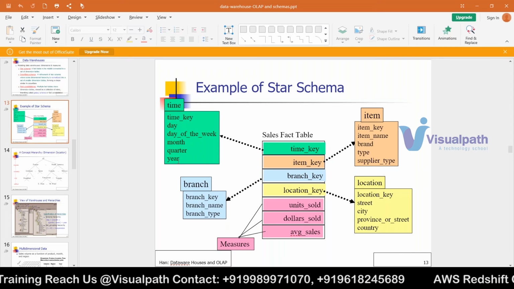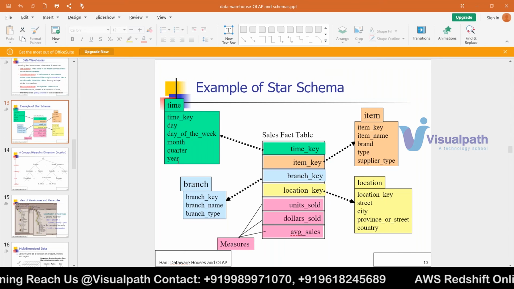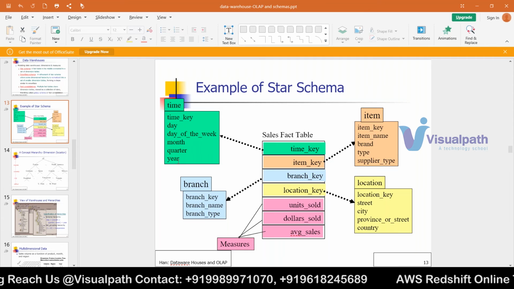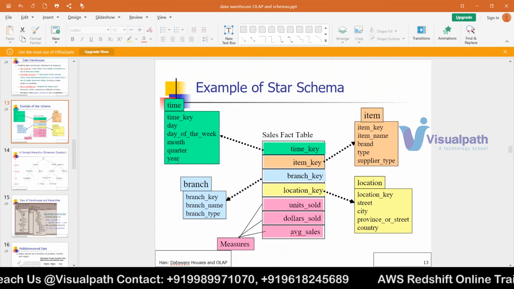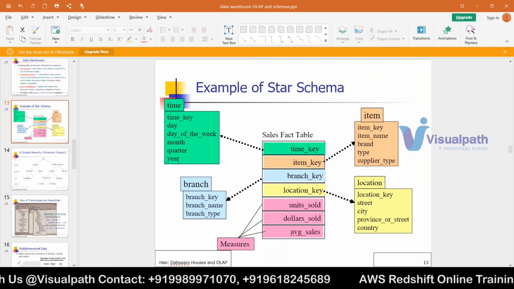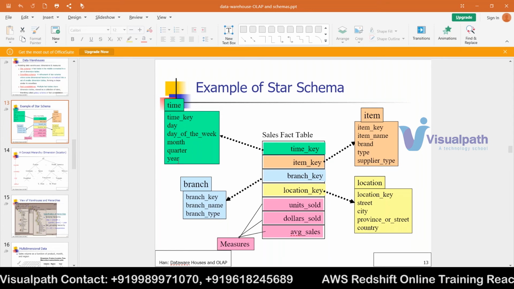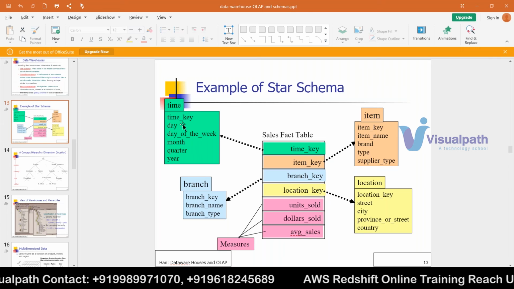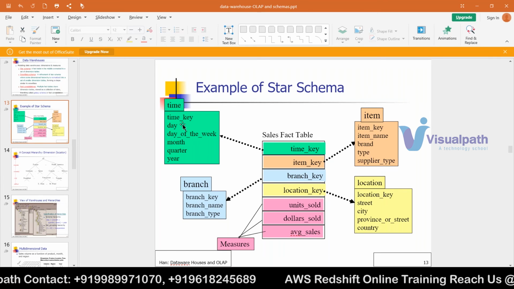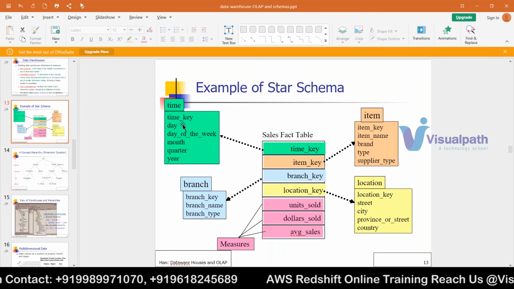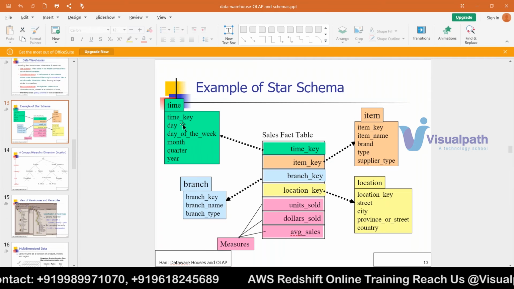So if a company is more inclined towards having data at different granularity, granularity means representing the data at the lowest level where you want to see, then at that time you have to divide the dimension data into whatever maximum possible lower level.